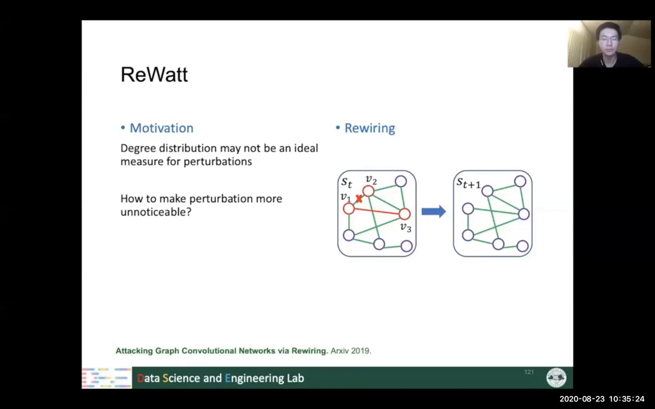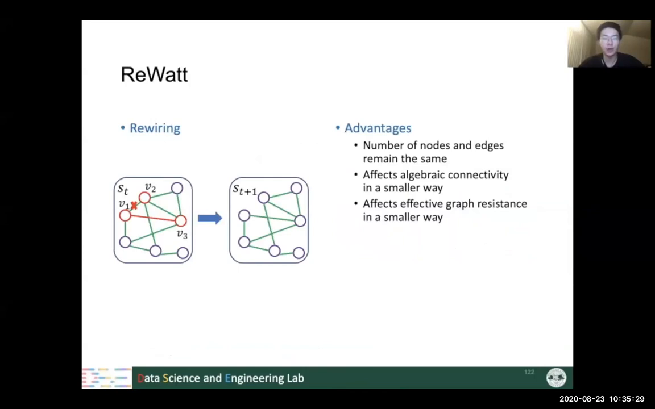There are some important advantages of rewiring. First, the number of nodes and edges remain the same after rewiring. Second, it tends to affect algebraic connectivity and effective graph resistance in a much smaller way. Both of the two metrics are important measures for graph robustness.